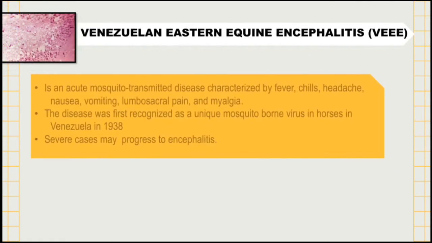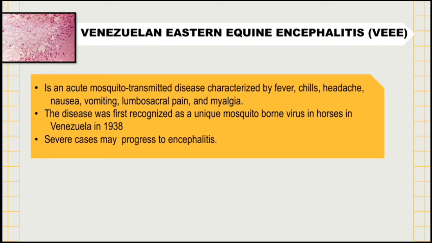Venezuelan equine encephalitis is an acute mosquito-transmitted disease characterized by fever, chills, headache, nausea, vomiting, lumbosacral pain, and myalgia. The disease was first recognized as a unique mosquito-borne virus in horses in Venezuela in 1938. Severe cases may progress to encephalitis.